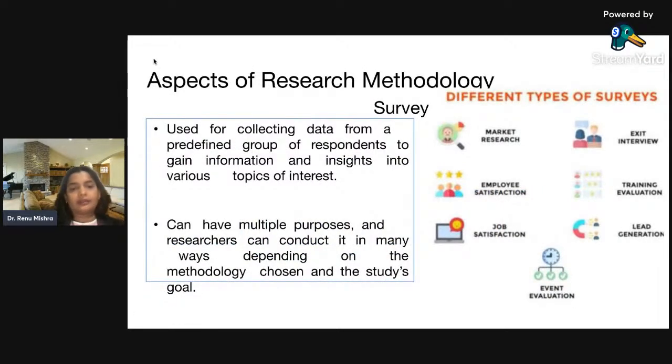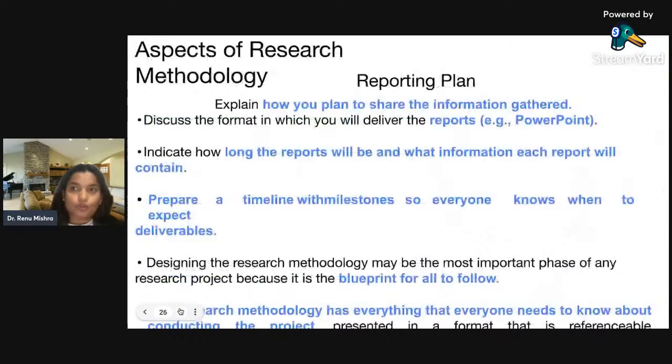Next is survey. Survey is basically a way with which you collect the data from people on your research interest. It can be any. Survey has a set of questions. In this you give options to the respondents to choose from, to give you the right data which you are exactly looking for.